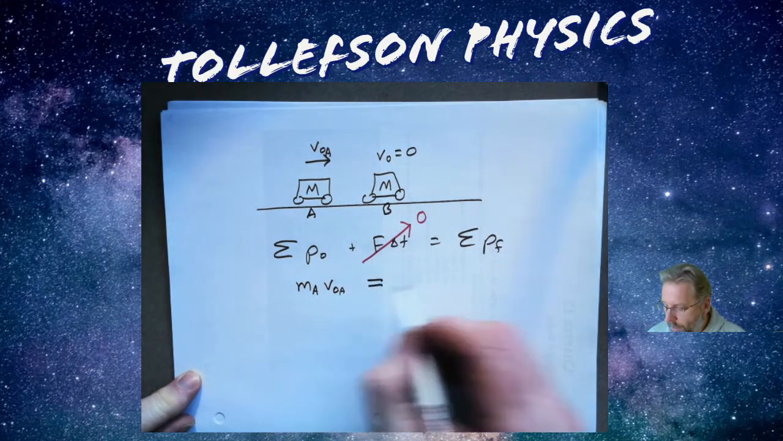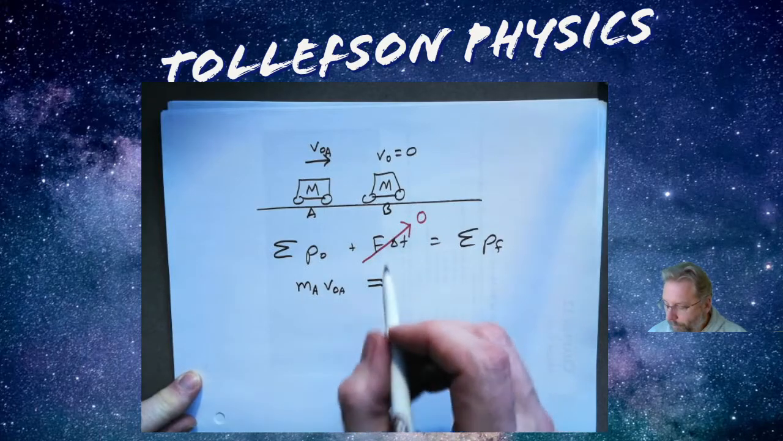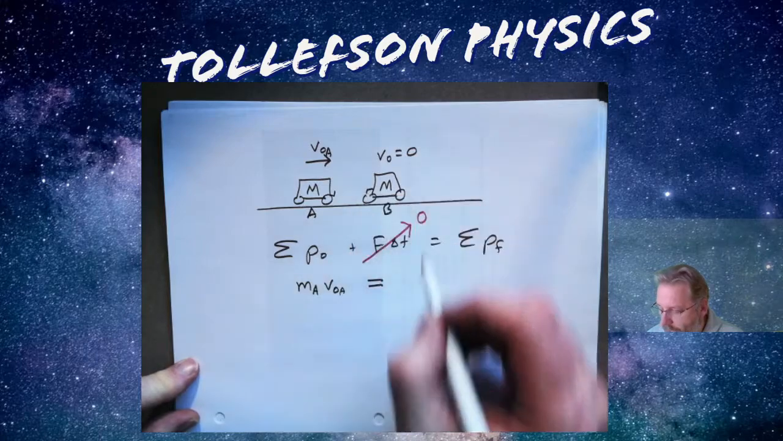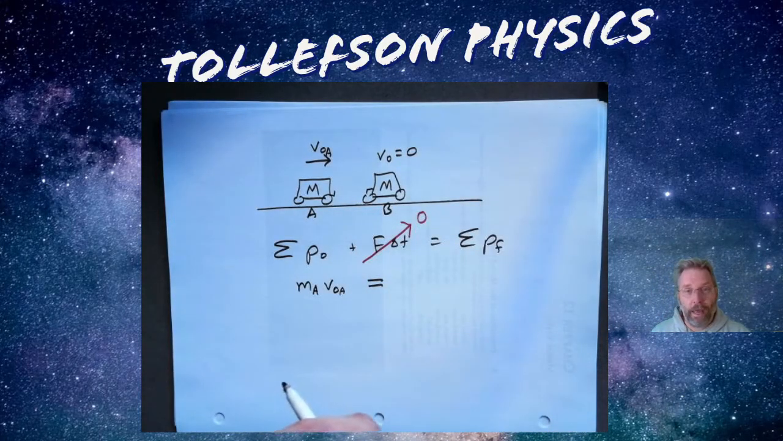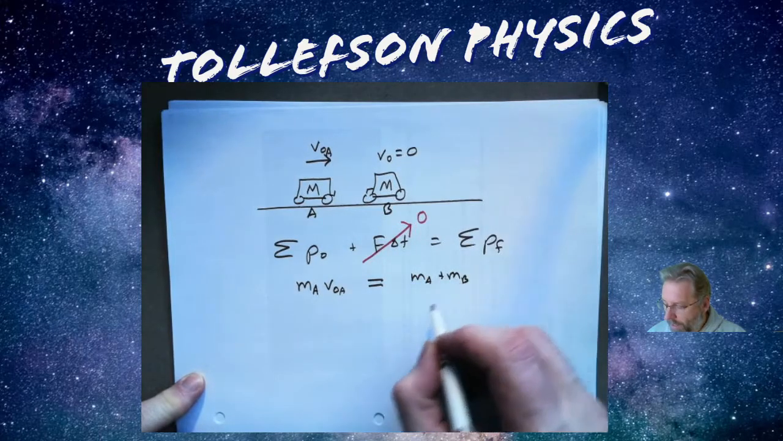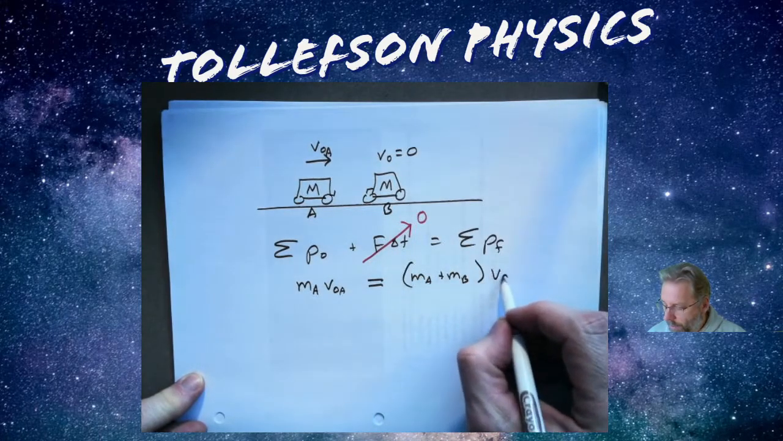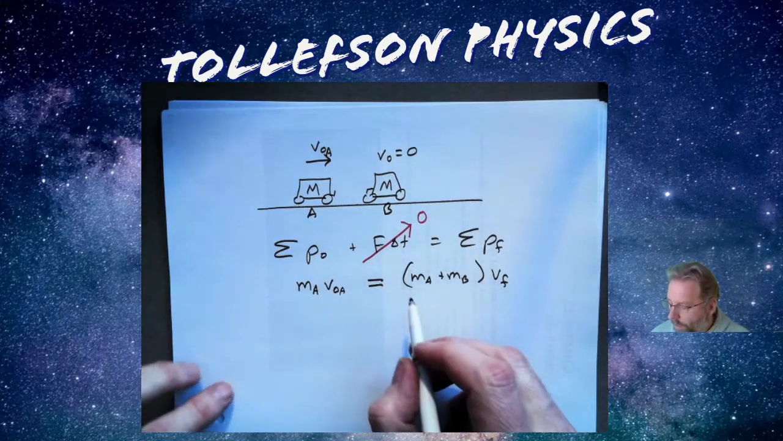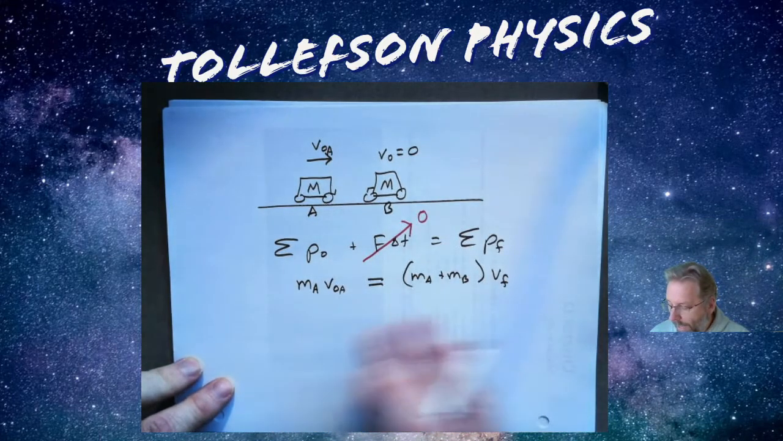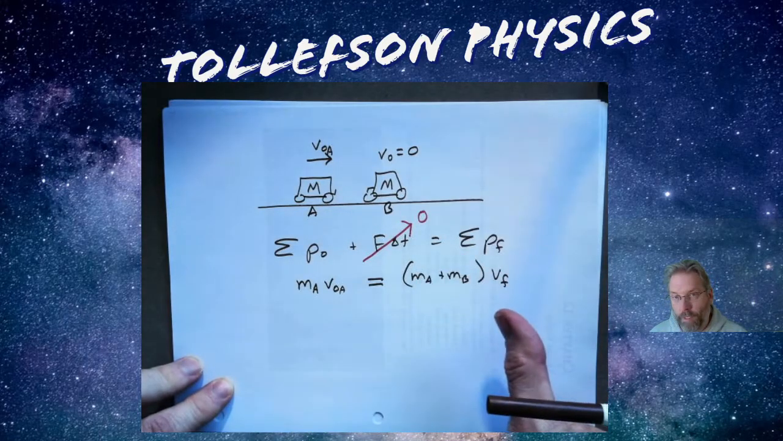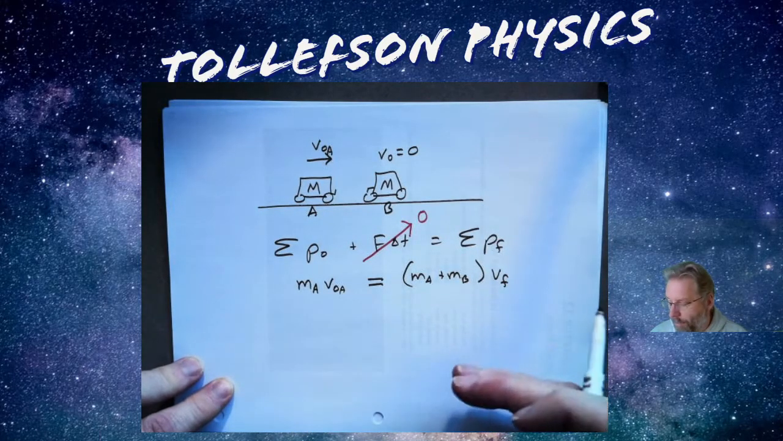This is going to equal, and these are train cars, so they're going to attach. They've got little attachments here, and so they're going to stick together. So I'm going to have mass A plus mass B, and since they're stuck together, they'll travel at the same speed. I have this total mass. The final velocity is both of them moving together, A and B, so I don't really need to separate those.